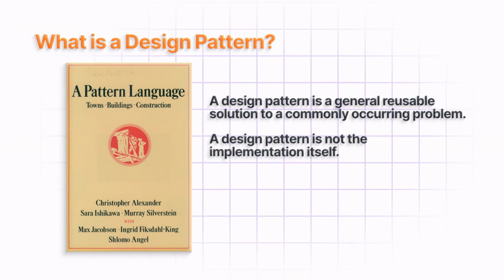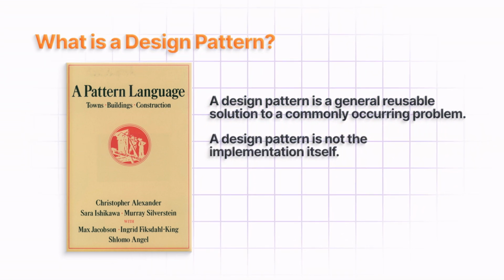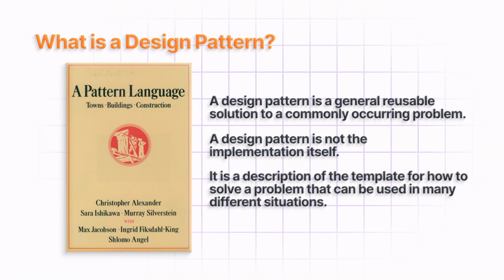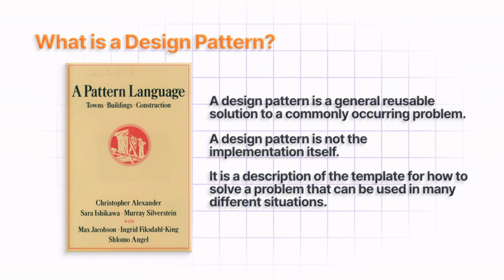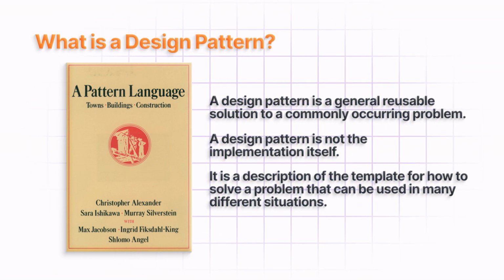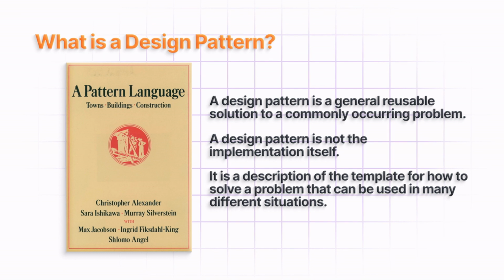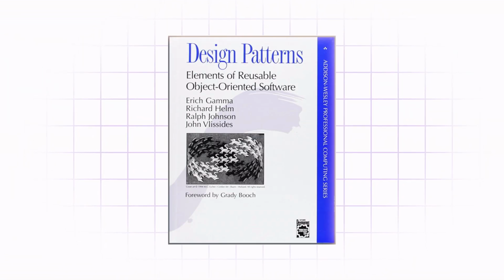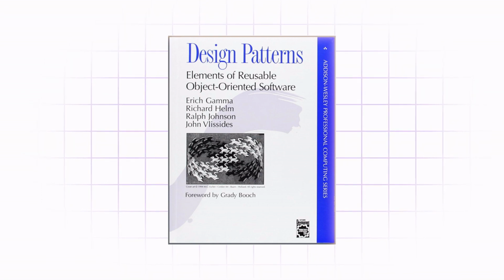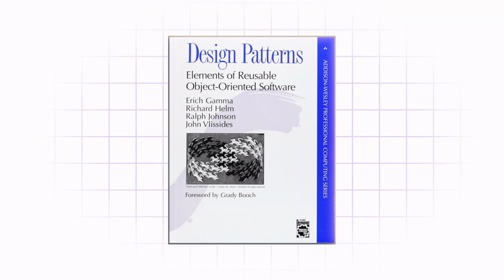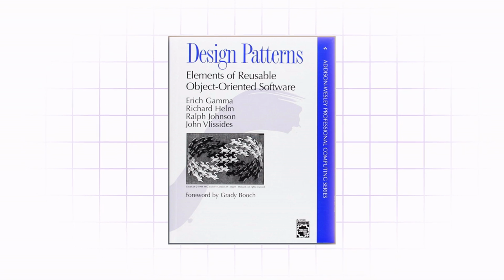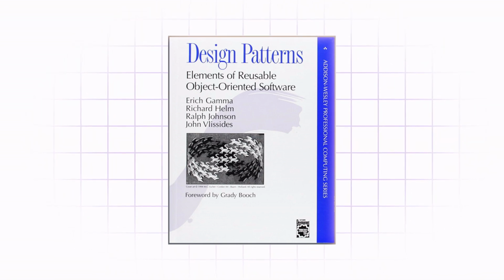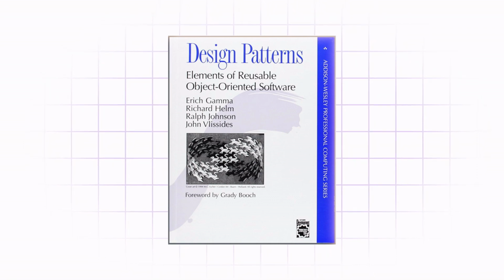A design pattern is not the actual implementation itself. It is in fact a description or a template for how to solve a problem that can be used in many different situations. Now this concept was brought over and adapted into software engineering. One of the most famous books that did this is called Design Patterns: Elements of Reusable Object-Oriented Software, written by 4 authors. Oftentimes this is called the Gang of 4. And they introduce several patterns of software in this exact way.